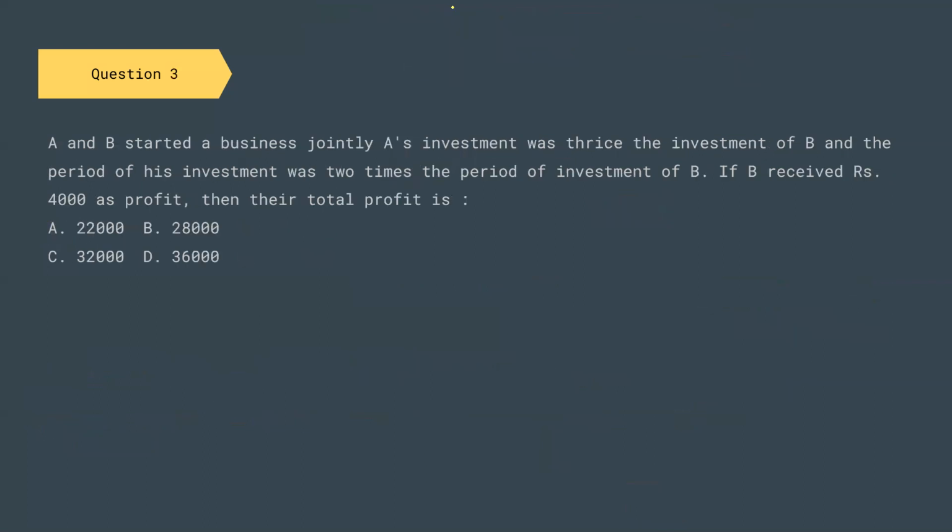So it is an important question. They're telling us that A and B started a joint investment. A and B started a business jointly. A's investment was thrice the investment of B, and the period of investment was two times the period of investment of B. If B received rupees 4,000 as profit, then their total profit is.